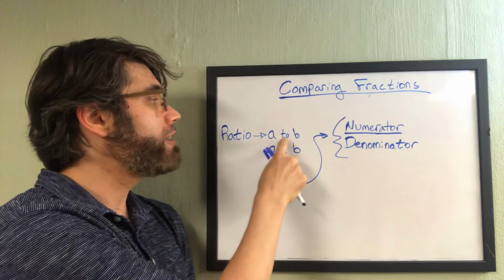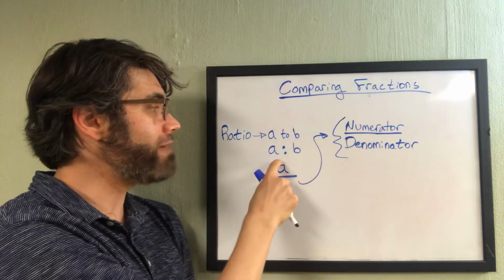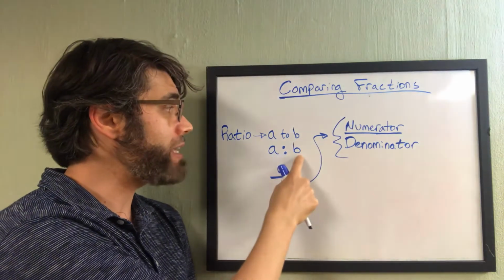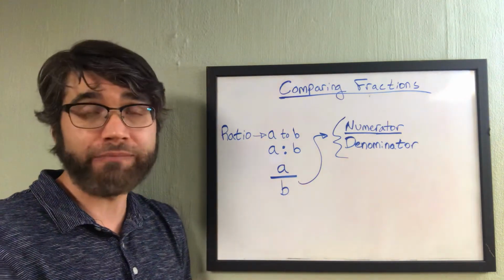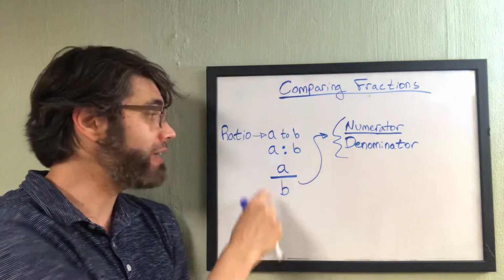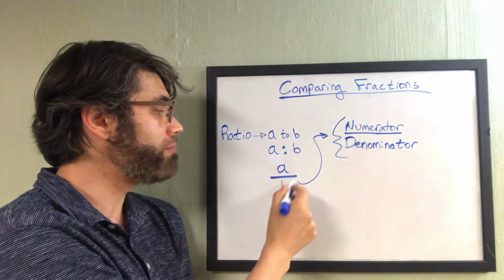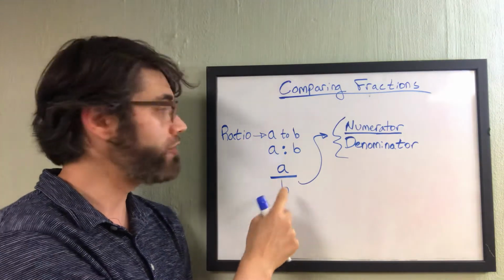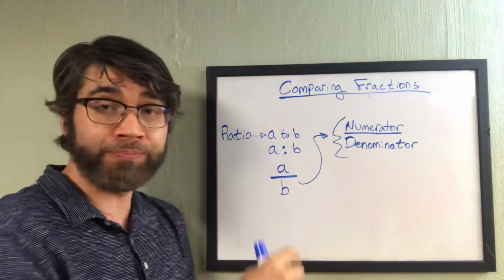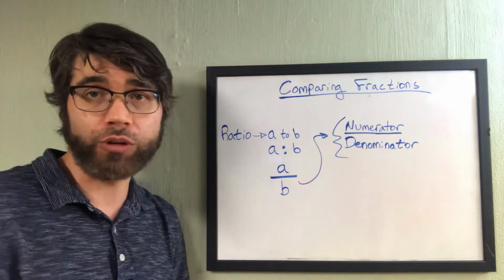So A to B could be written A colon B. Those are two ways to write the exact same thing. A third way to write the exact same thing is A, division symbol, and then B on the bottom. So this is a ratio just written in fraction form.